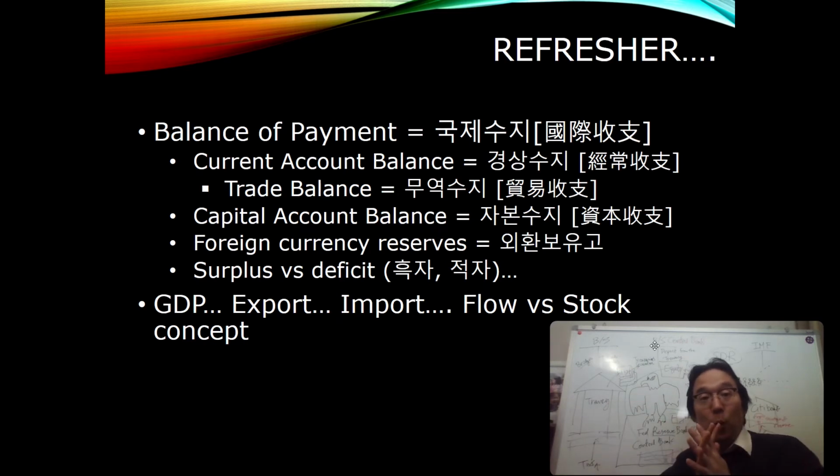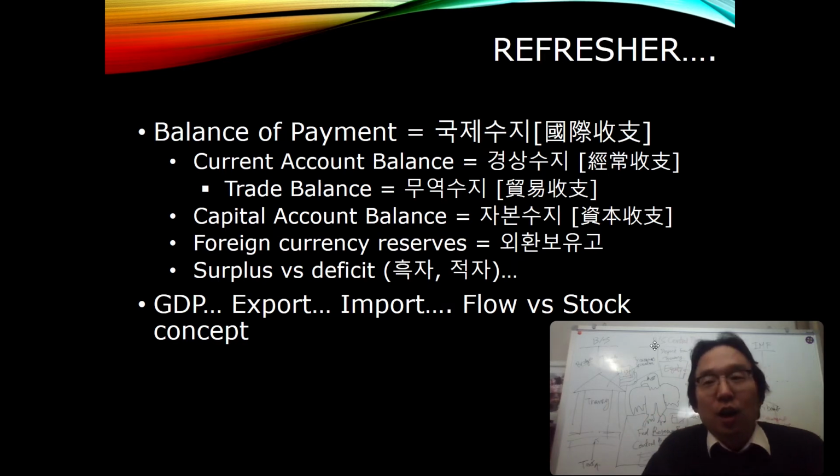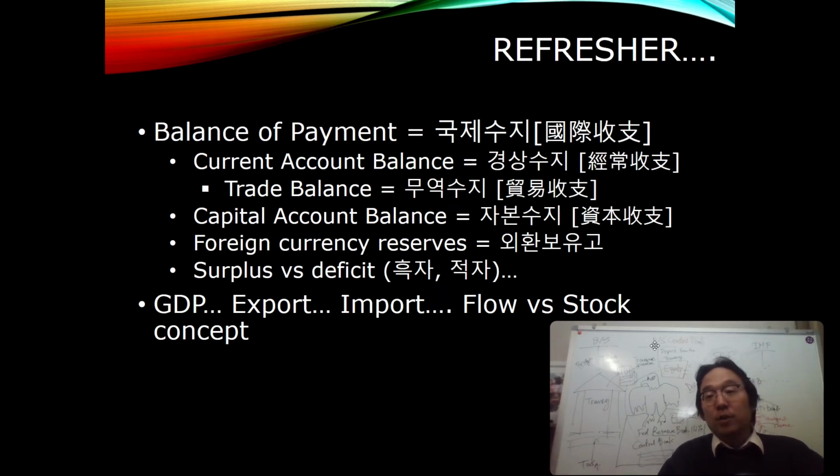Balance of payment, familiar words? Yes, in the Korean language, this is 국제수지. I don't know how to pronounce it in Chinese. And then current account balance is something called 경상수지 in Korean terminology. And then trade balance is 무역수지, which is in Korean terminology. Don't ask me in Chinese.